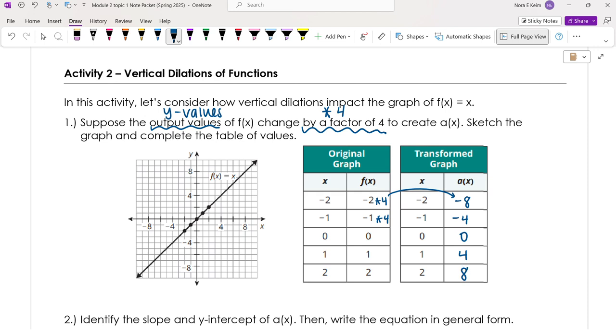So this is now going to give us a new graph. I'll have a point at negative 2, negative 8, negative 1, negative 4, 0, 0, 1, 4, 2, 8. So this is now a of x.